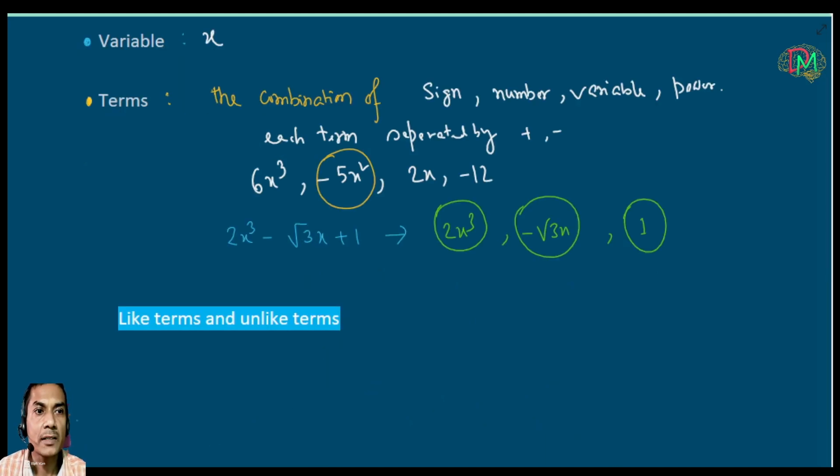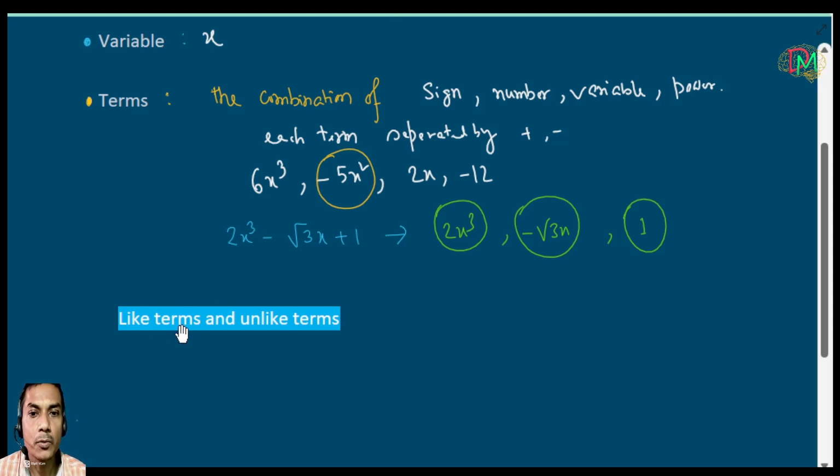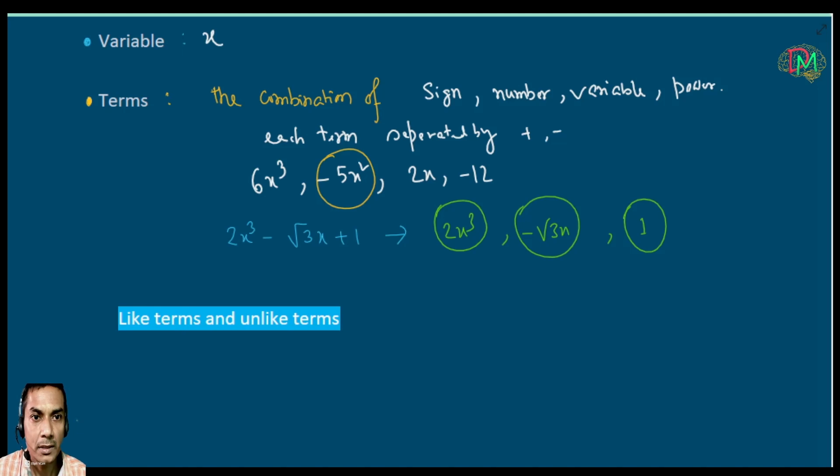So terms are further classified into two: like terms and unlike terms. So what are like terms? Like terms are the terms having the variable with the same power. Let's take one example of like terms, variable with the same power. The example is 2x square, root 2x square. These are the like terms.